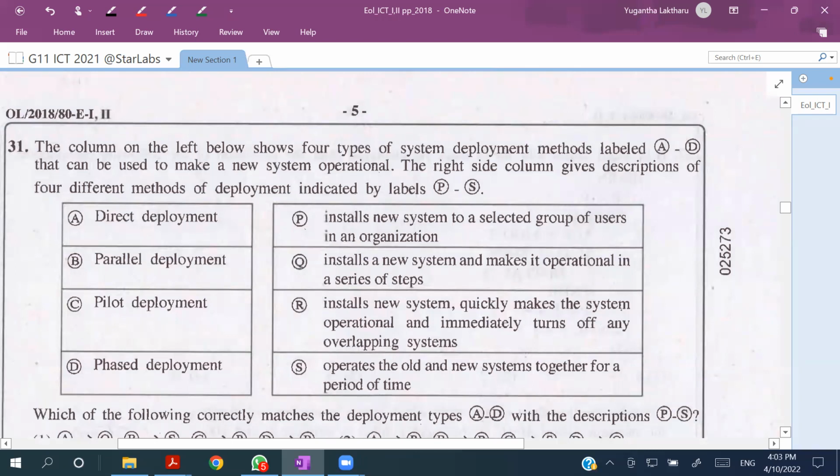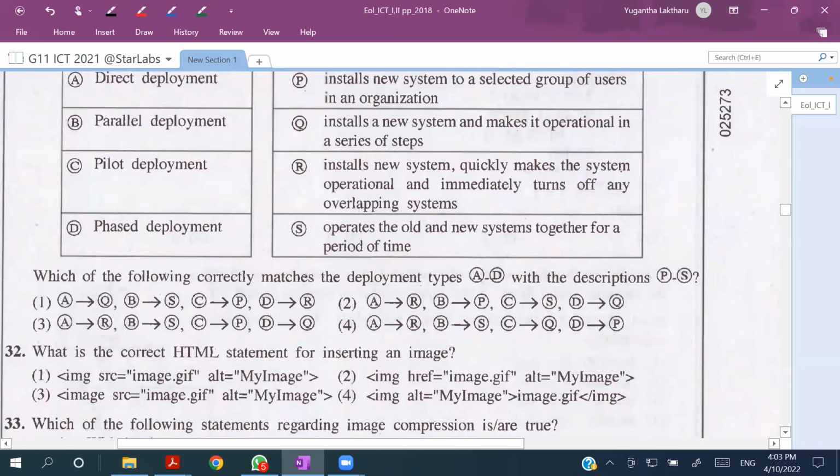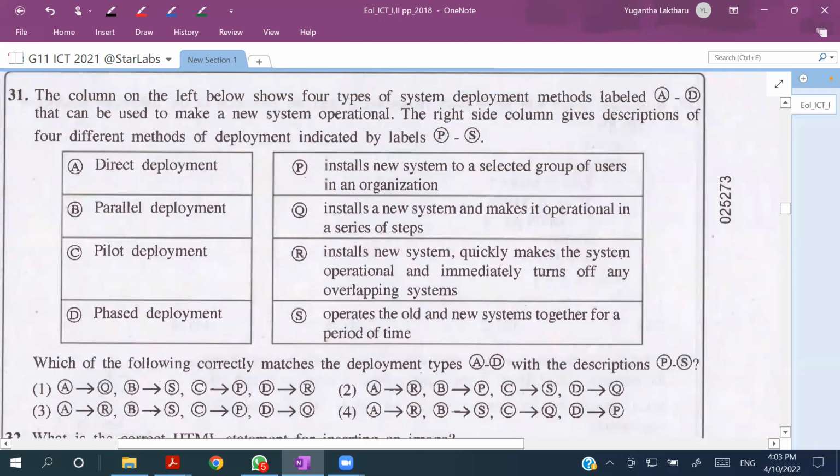The column on the left below shows 4 types of system development methods labeled A to D that can be used to make a new system operational. The right side column gives a description of 4 different methods of deployment indicated by the labels P to S. So they are asking what's going to be the relation.